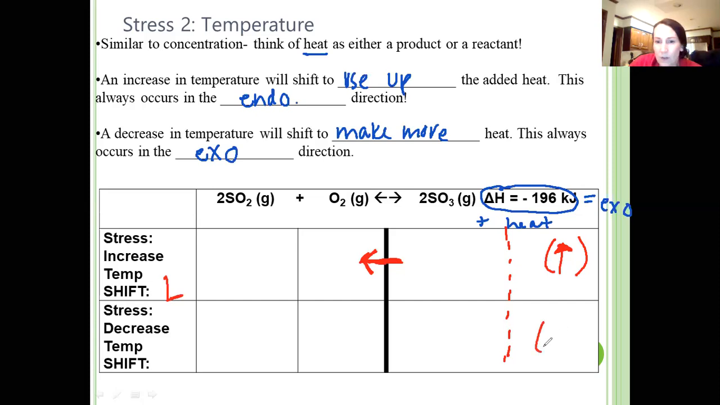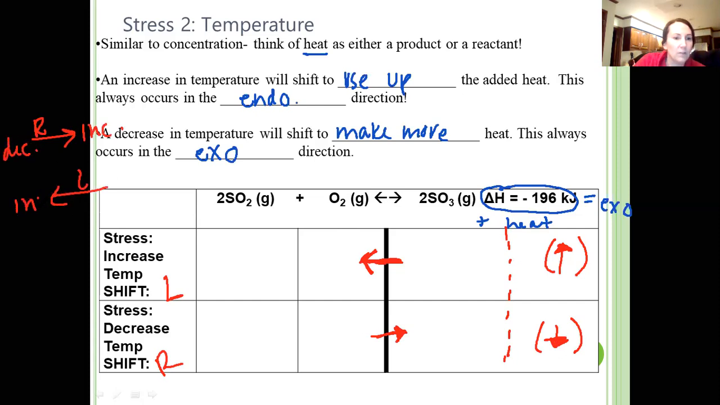Likewise, if I decrease heat, it's just like what we did on the last page. You shift towards the decrease so that you can make more of it. So it needs to get hotter. So I'm going to shift towards the word heat to the right. So remember, if you have a right-hand shift, the stuff on the right-hand side goes up, while the stuff on the left goes down. If I have a left-hand shift, the stuff on the left goes up, while the stuff on the right goes down.